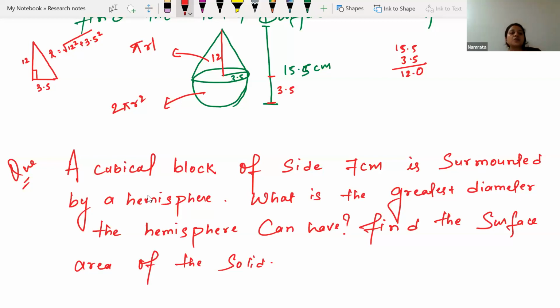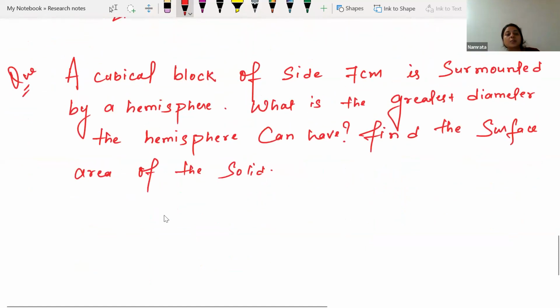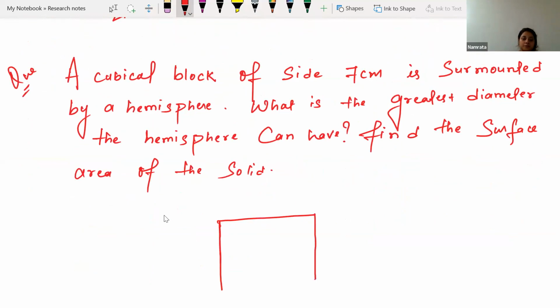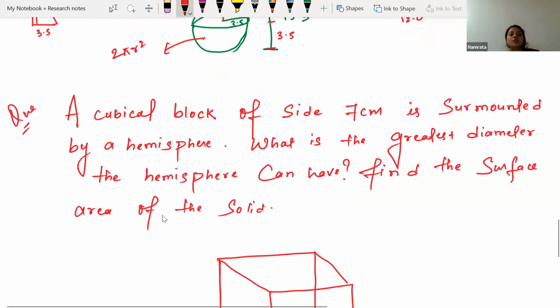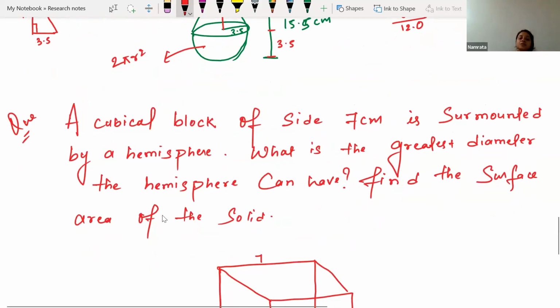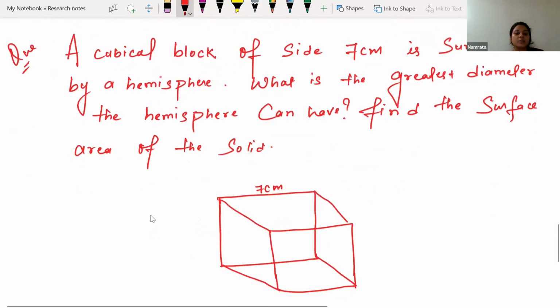Okay, let's draw the figure. So a cubical block is there. Okay, a block is there which is in the form of a cube. Let's draw it. I have drawn a cubical block. Now what exactly does it say? A cubical block of side 7 centimeters. As we know, all sides of a cube are the same. So it's 7 centimeter side. It's surmounted by a hemisphere. So here we are having a hemisphere.